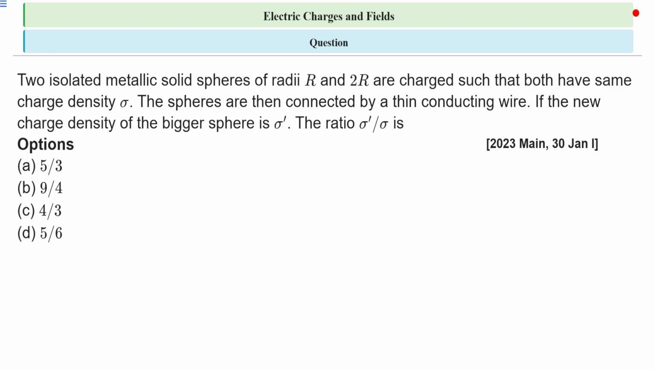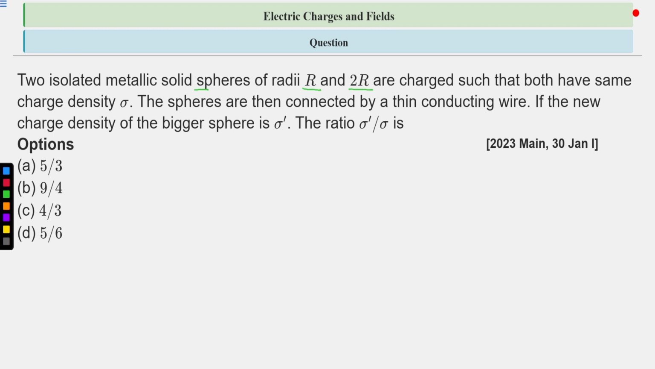Okay, so our first question. Two isolated metallic solid spheres of radii r and 2r are charged such that both have the same charge density sigma. The spheres are then connected by a thin conductive wire. If the new charge density of the bigger sphere is sigma prime, the ratio sigma prime by sigma is. And your options are 5 by 3, 9 by 4, 4 by 3, and 5 by 6.